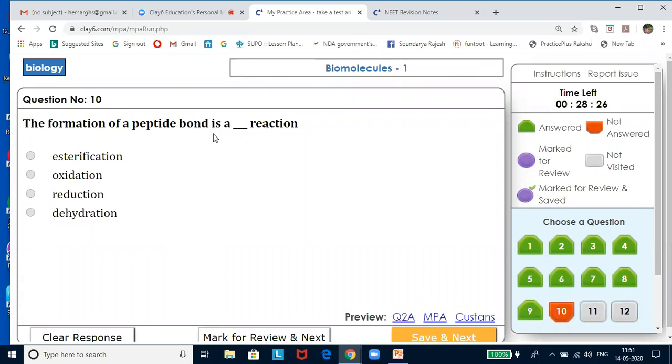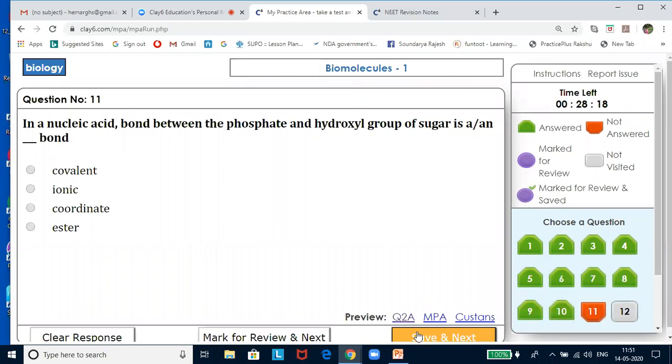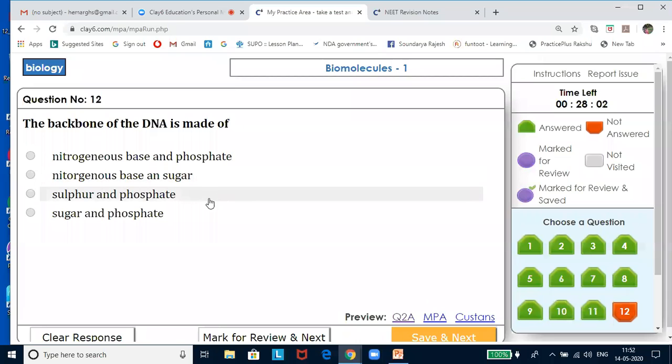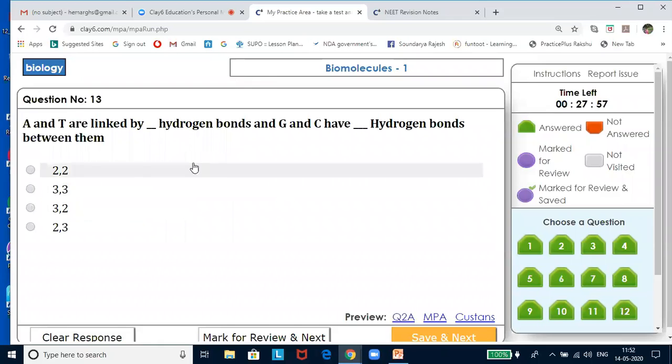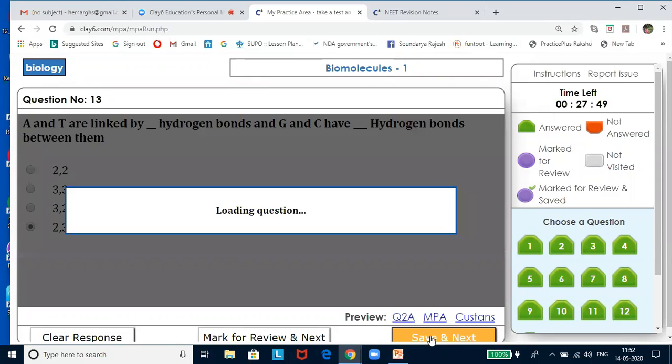Formation of a peptide bond is a dash reaction. So it is a dehydration reaction. In nucleic acid, the bond between the phosphate and hydroxyl group of sugar is a dash bond. We have discussed it as phosphodiester bond. So it is an ester bond. The backbone of DNA is made up of sugar and phosphate. A and T are linked by 2 hydrogen bonds and G and C have 3 hydrogen bonds.